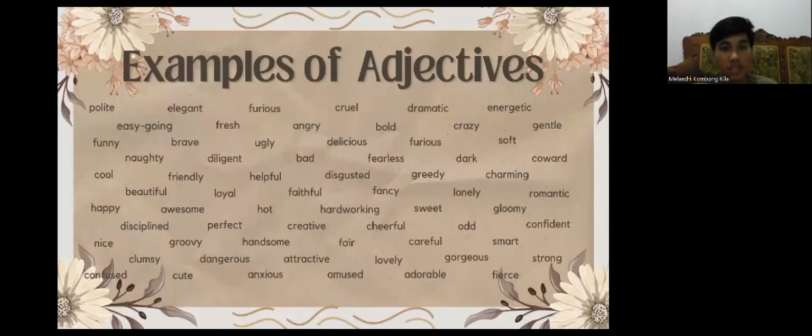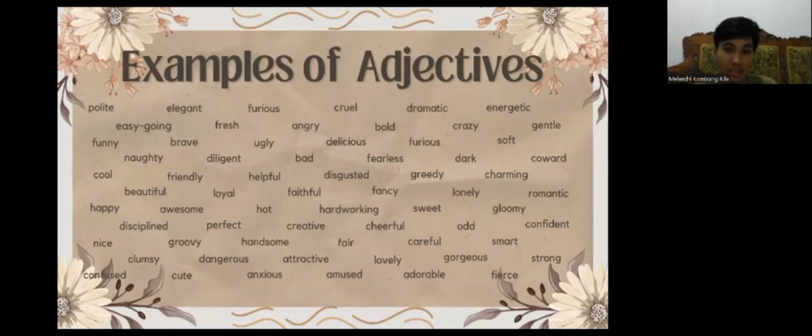So here are some examples of adjectives. There are polite, easygoing, elegant, fresh, furious, angry, cruel, bold, dramatic, crazy, energetic, gentle, coward, charming, lonely, sweet, hardworking, fancy, faithful, hot, creative, fair, lovely, adorable, careful, awesome, disciplined, groovy, and many more. And the last slide, the next slide.